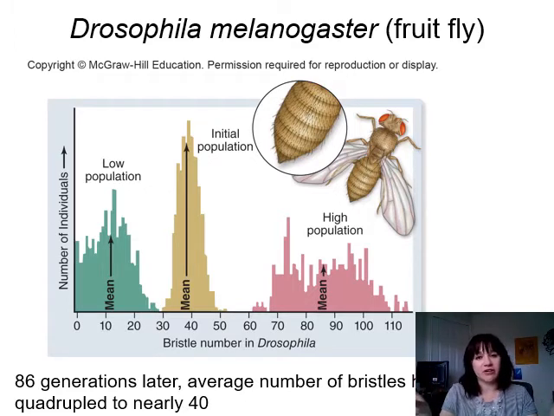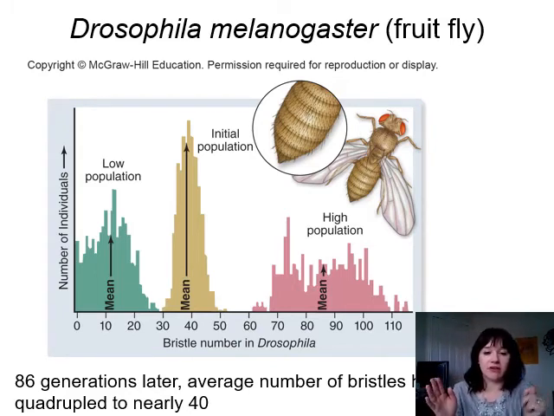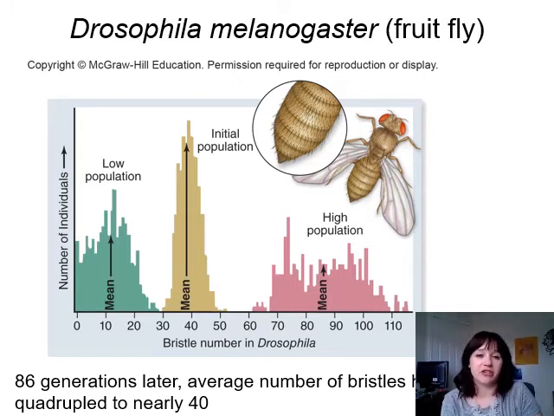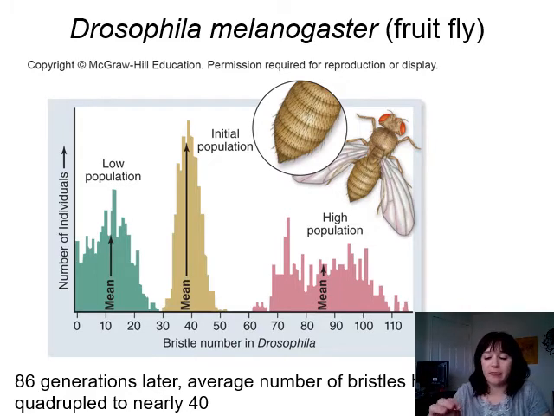And 86 generations later, which is not that long in fly world, they found that the average number of bristles had changed in these 2 populations. So over time, the average number of bristles in the low population became about 10, and they were able to get over 80 bristles in the high population on average. Right?